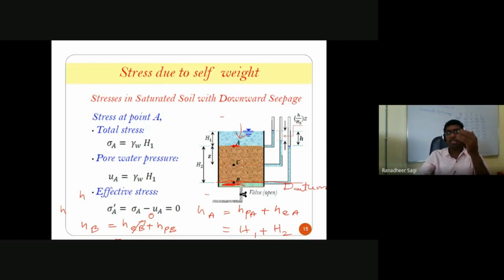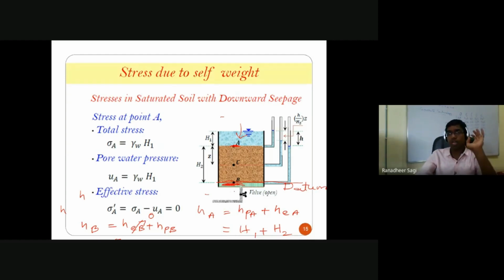So when I calculated the total head at point A, it's nothing but H1 plus H2. And the total head that I am calculating at point B also comes out to be H1 plus H2. Automatically, this indicates there is no flow happening from point A to point B. This all happens only when the valve is closed.